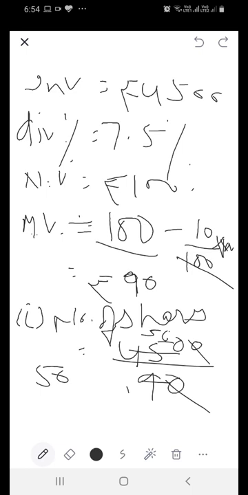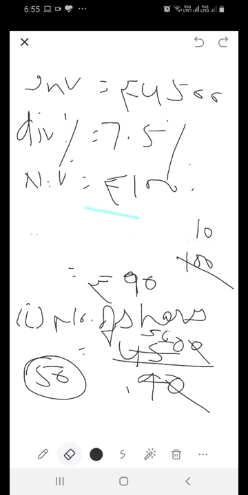So this is the answer of the first part. And the second part tells you to find the annual income. And again I am telling you the annual income is the dividend. So now we have to find the annual income. That is the dividend.